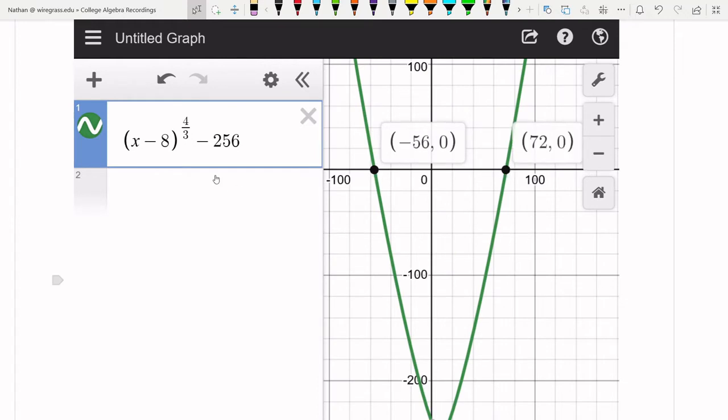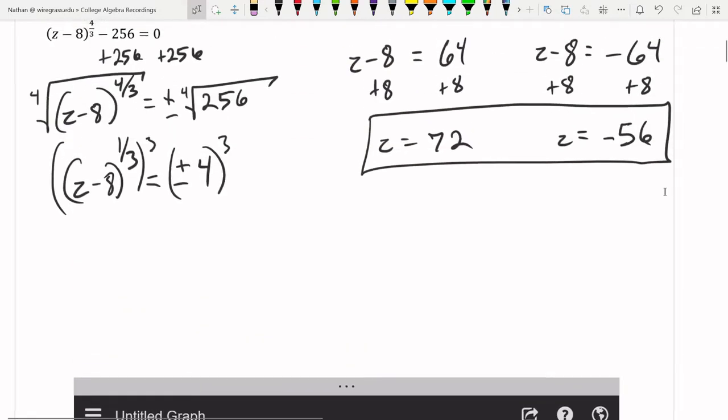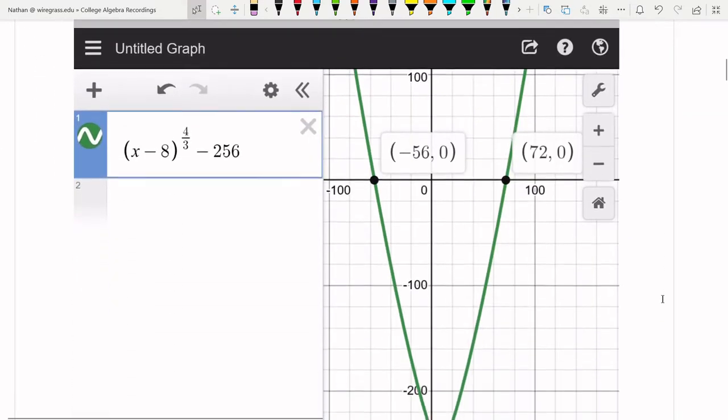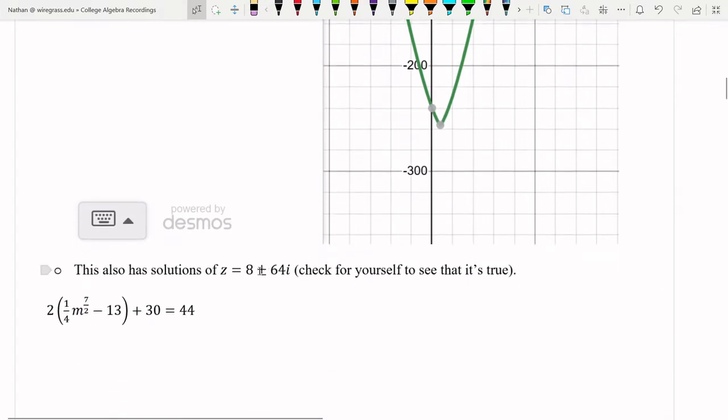Now, interestingly enough, this equation actually has more than just these two solutions. I'm not going to talk about how to find them, but it actually also has 8 plus or minus 64i as solutions. And I recommend you check that yourself. Plug each one of these solutions into the equation individually, and see that you get a true statement.